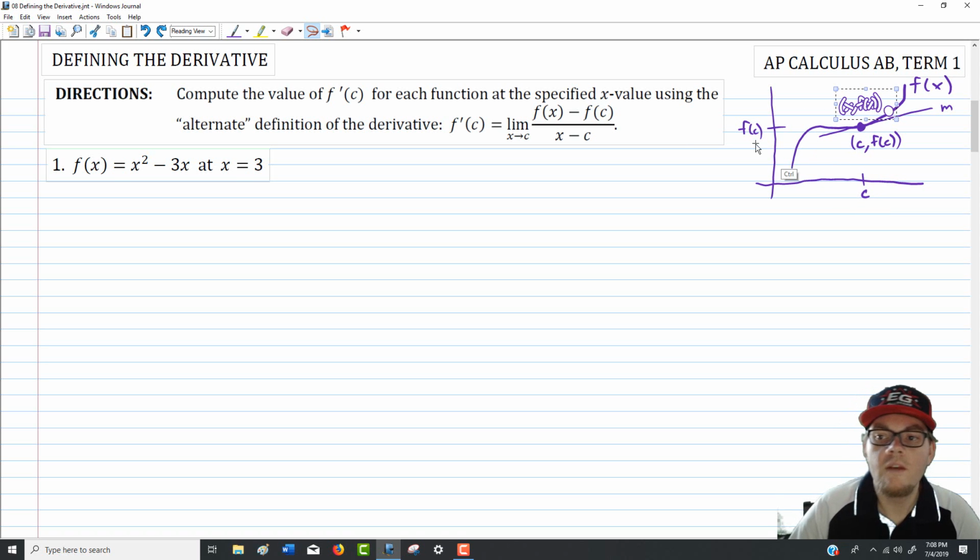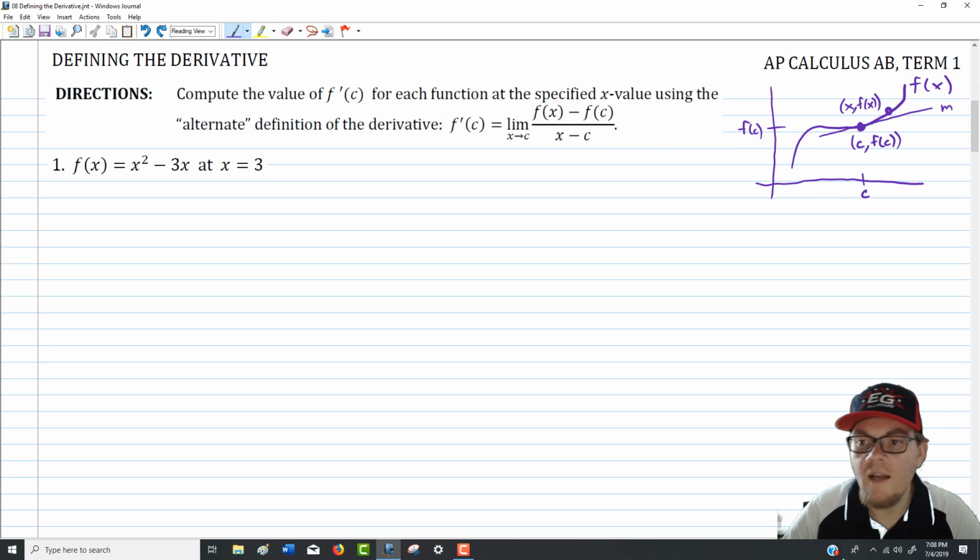So that's our goal. In order to do that, we need to calculate the slope the old-fashioned way. We say that m, in the old-fashioned way, is going to be approximated, because again, we're trying to get the slope of the tangent line. It's going to be approximated by the slope of that secant line that goes through right there.